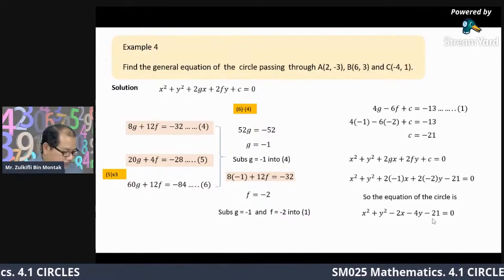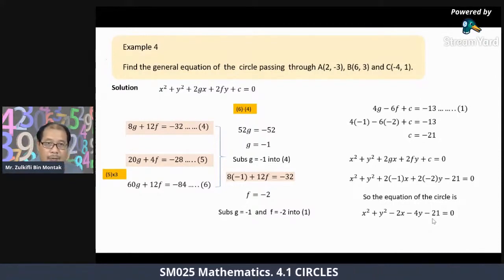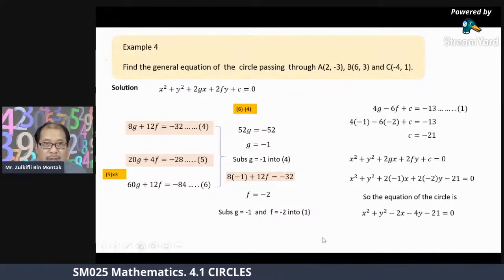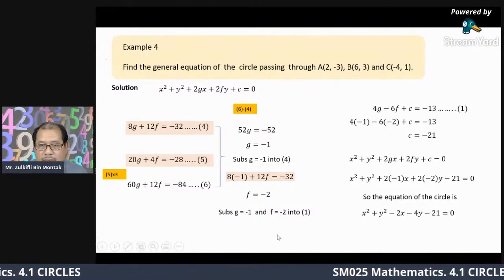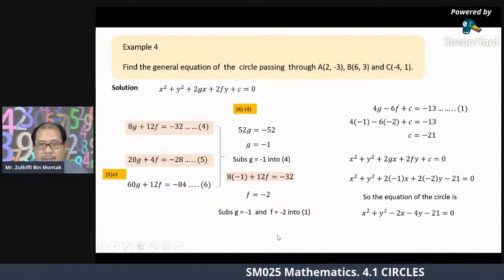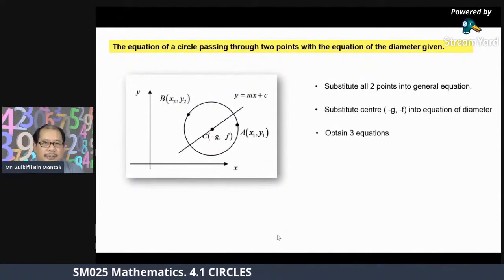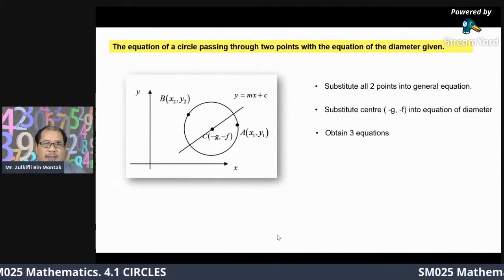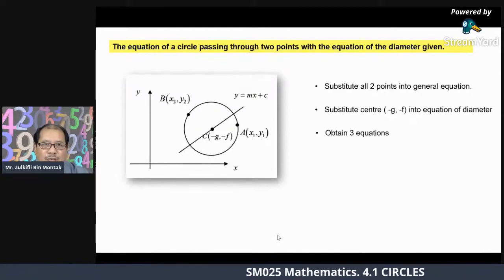Now we go to example 4. Next, how to find the equation if the circle passes through 2 points with the equation of a diameter given.